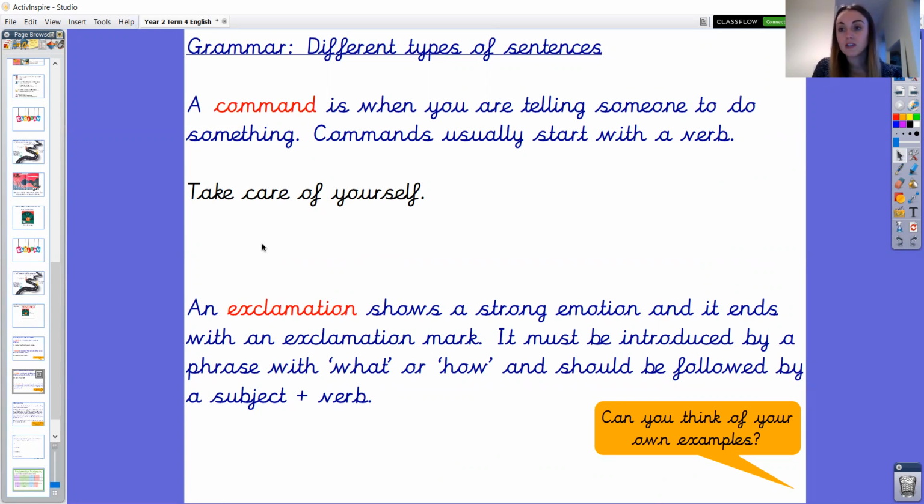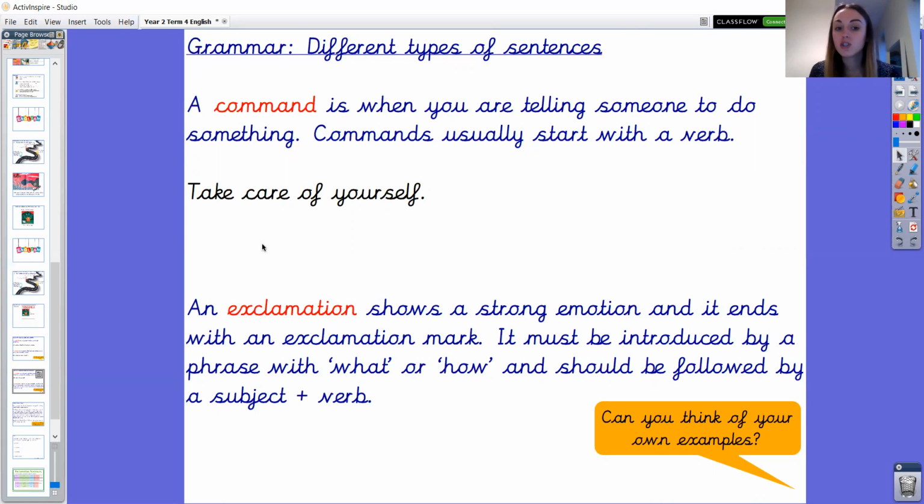Now, this is slightly different to just using exclamation marks, because exclamation marks can be used to really emphasize something, to show something is very high volume, or to show something with very strong emotion, or with great excitement. So of course we can use exclamation marks for those reasons. An exclamation sentence is slightly different. So an exclamation sentence shows a strong emotion and it ends with an exclamation mark.